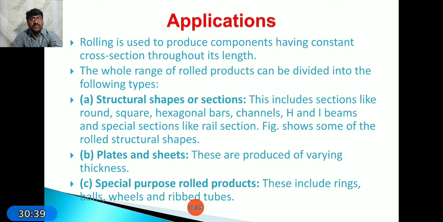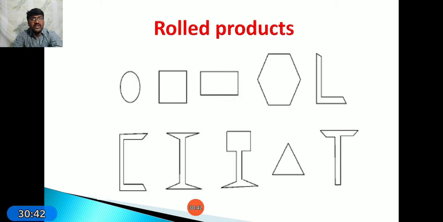These are the different shapes of the rolled product, that is circular cross section, square, rectangle, hexagonal, L shape and C, I, next a rail shape, next triangle, T. These are the different cross sections that we can make by using the rolling process.